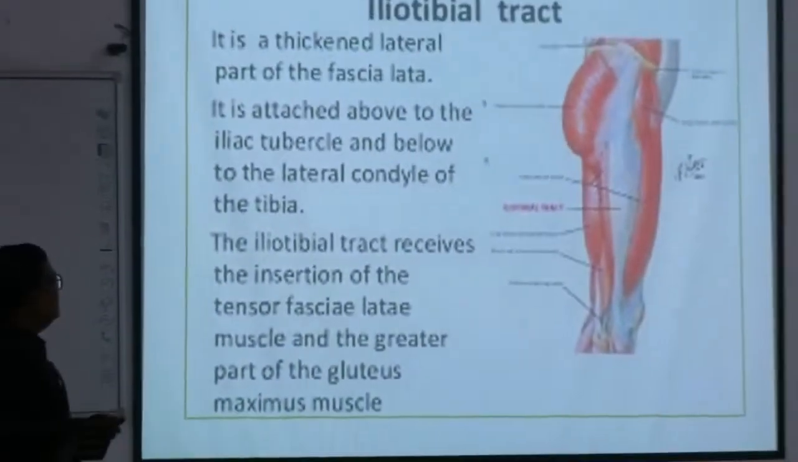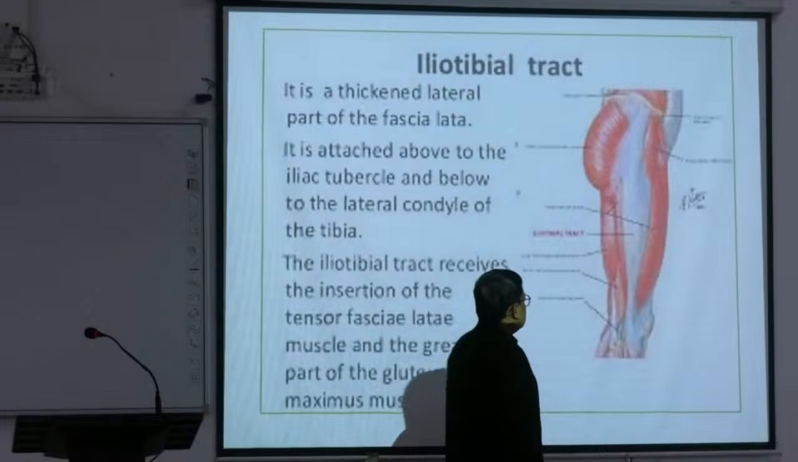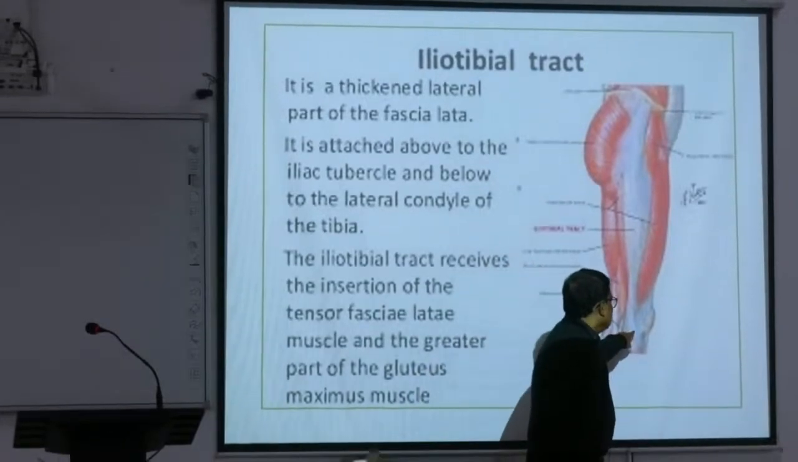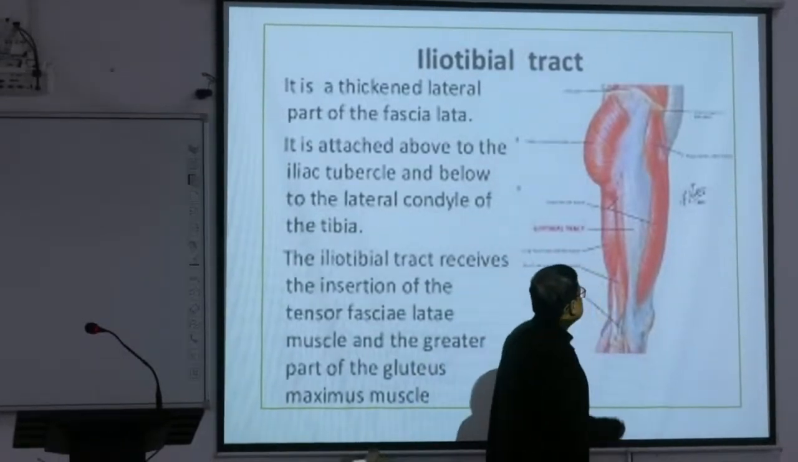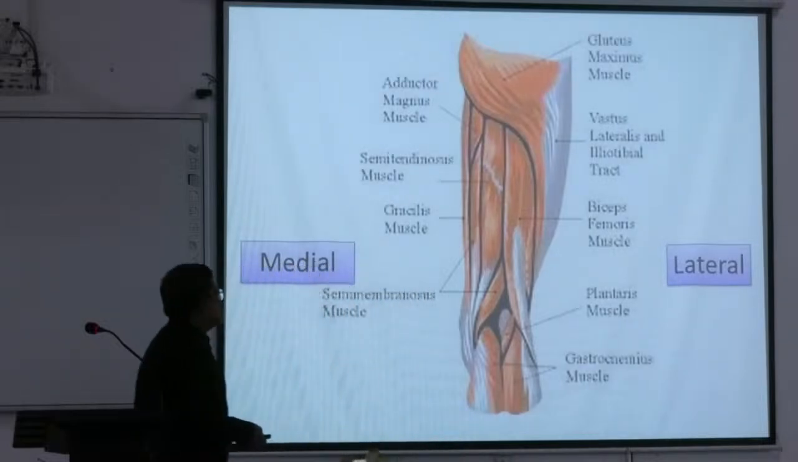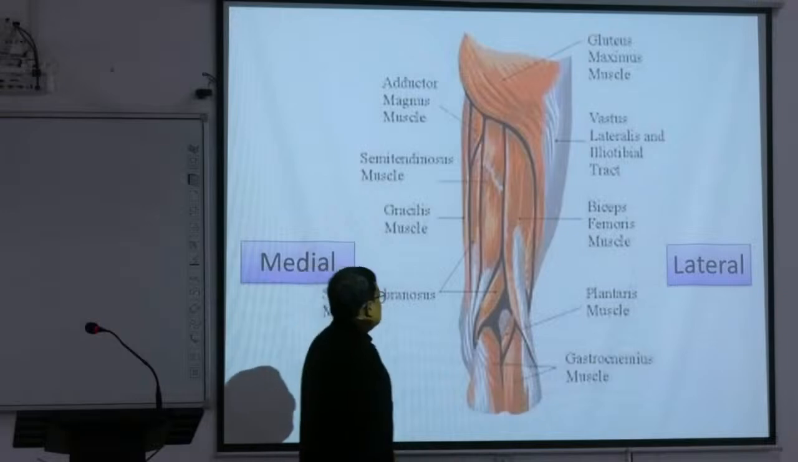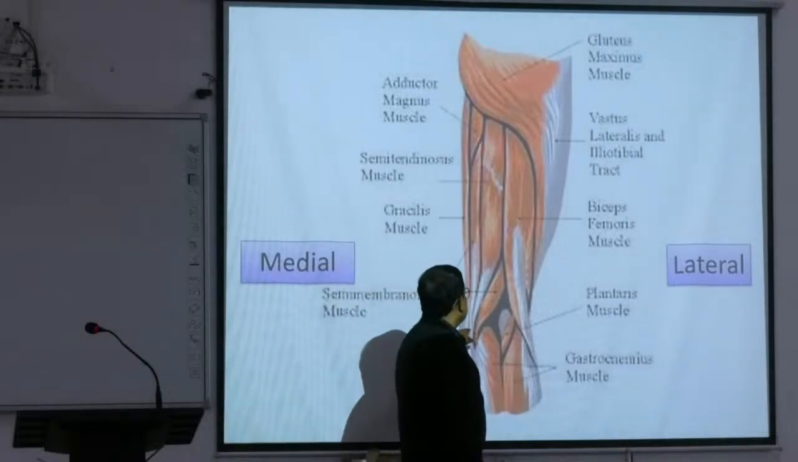The iliotibial tract, you know, is a condensed deep fascia and is inserted into the lateral condyle of the tibia in the anterior aspect. And posteriorly, the hamstring muscles. This is the semitendinosus, semimembranosus.